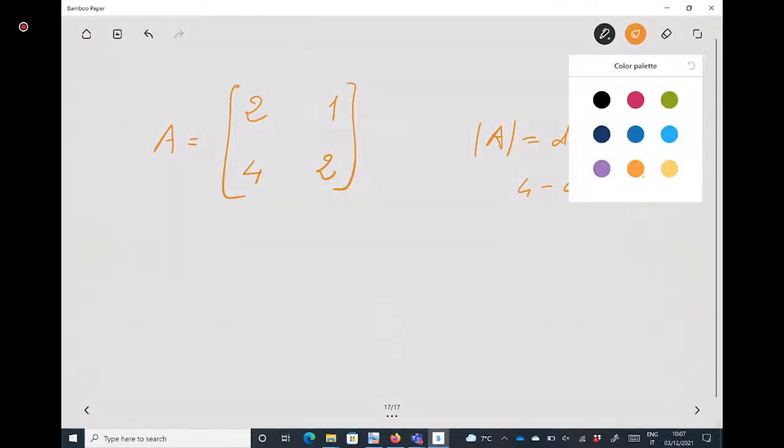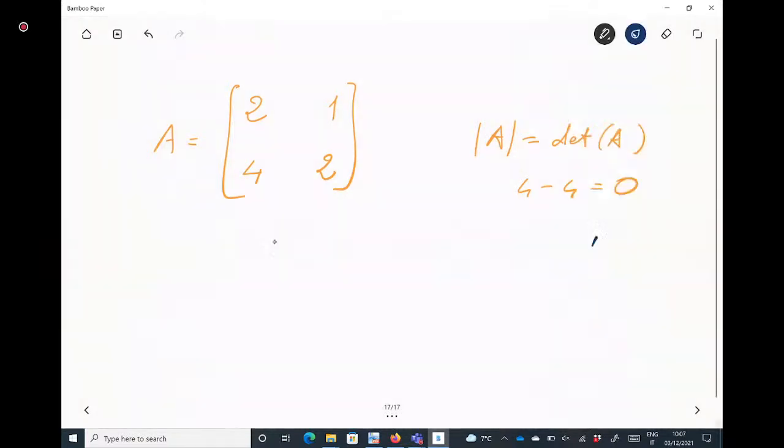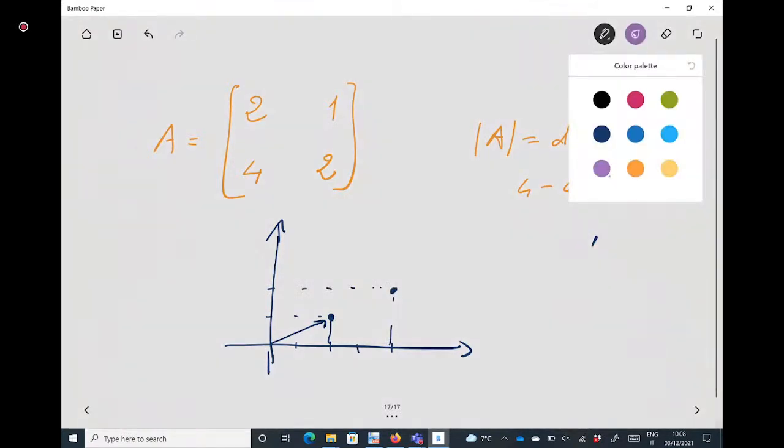If you think of the geometric interpretation, the two vectors look like this, okay? So 2, 1, it is the first row, and this is the first vector. The second row is 4, 2, it is this one. Now, build with an arrow the second vector.